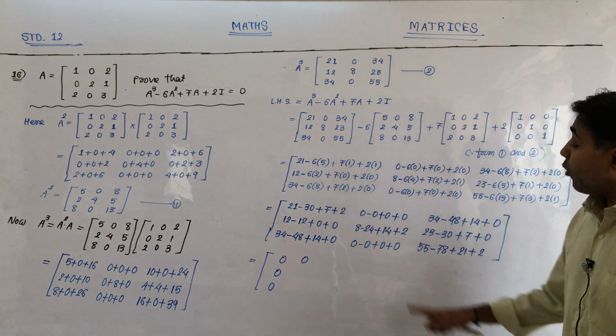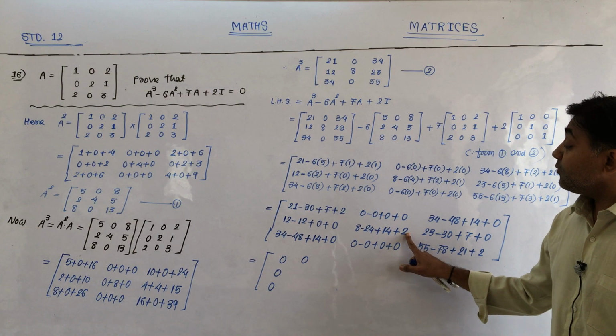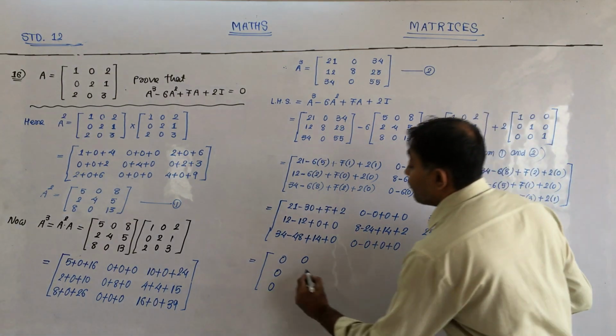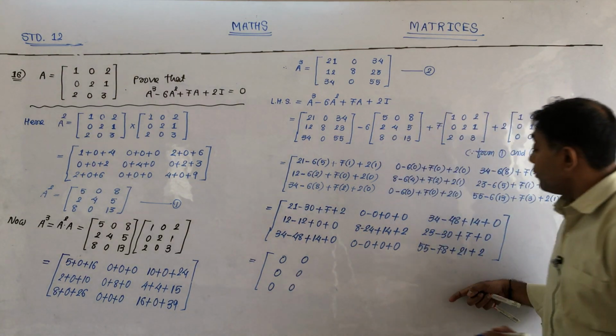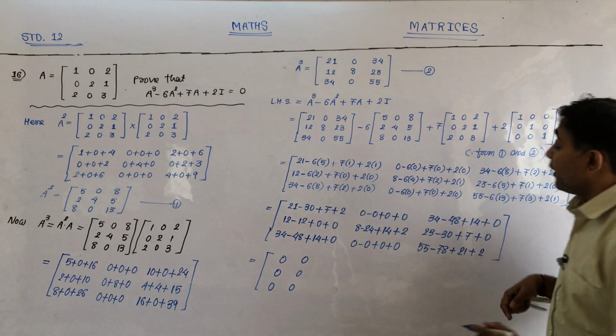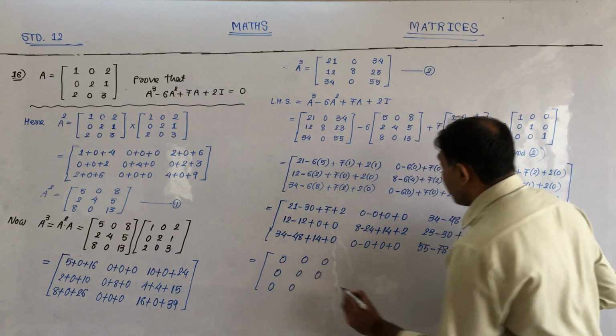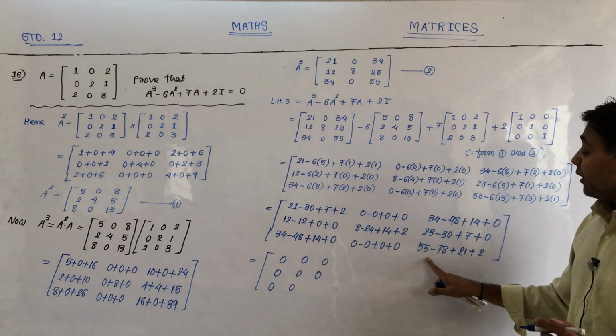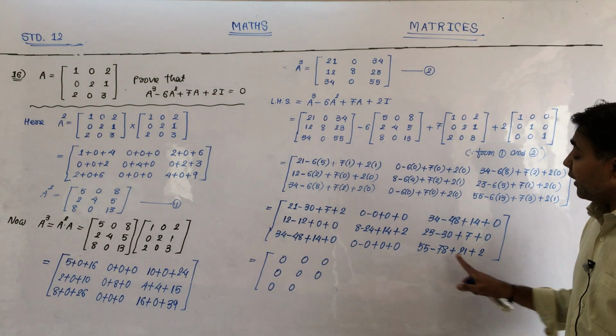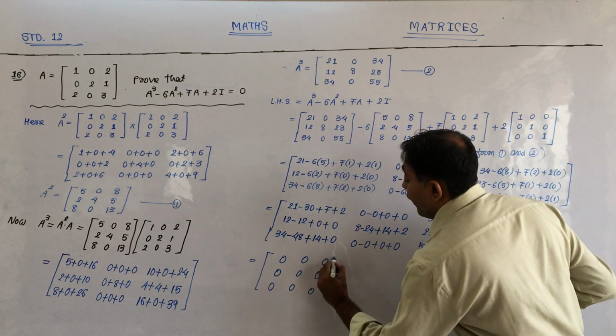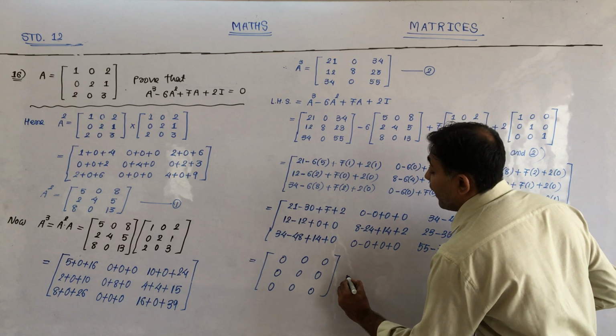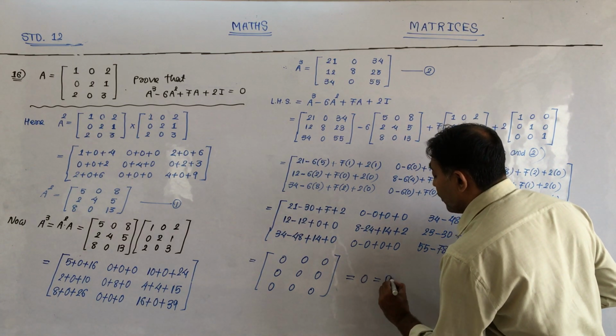And now here is what? 14 plus 2, 16 plus 8, 24 minus 24 is 0. Here is also 0. What about here? 48 minus 48 is 0. This is also 0 obviously. And here also if you count, 78 is 0. It means this is 0 matrix, which is your RHS.